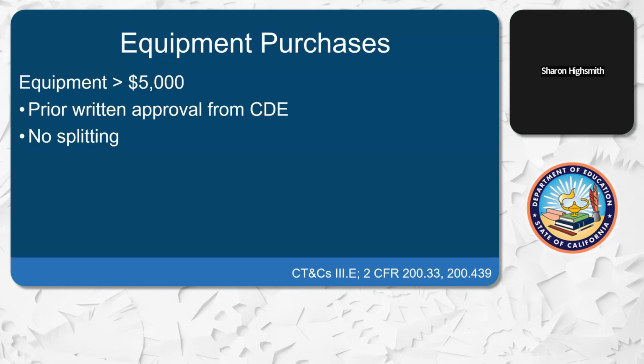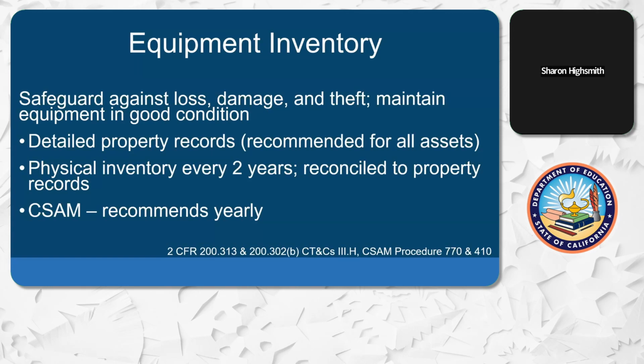So next. The purpose of doing inventory is to safeguard against loss, damage, and theft, and to maintain equipment in good condition. For inventory, a detailed property record must be maintained, which includes a description, serial number or identification, the source of funding, meaning which program paid for the equipment, the acquisition date, the cost, the location, and disposition date or sale price. CSAM recommends a yearly inventory of your equipment.